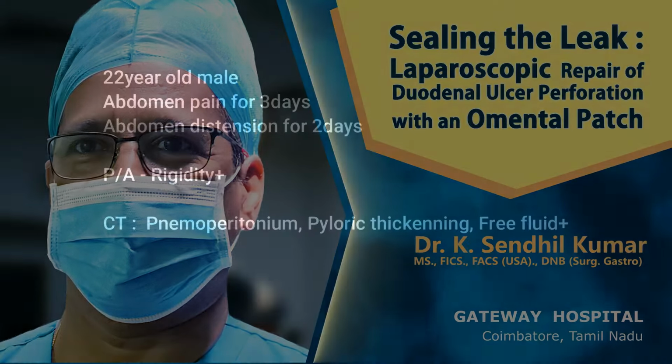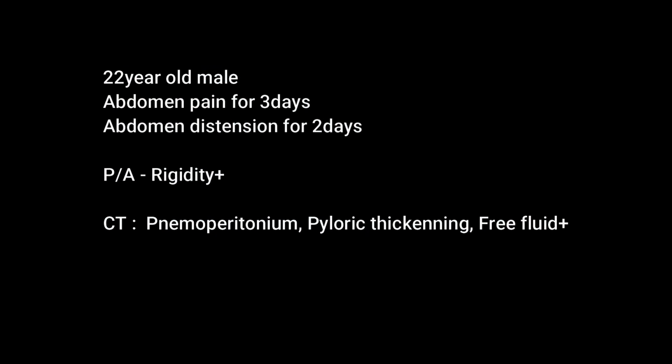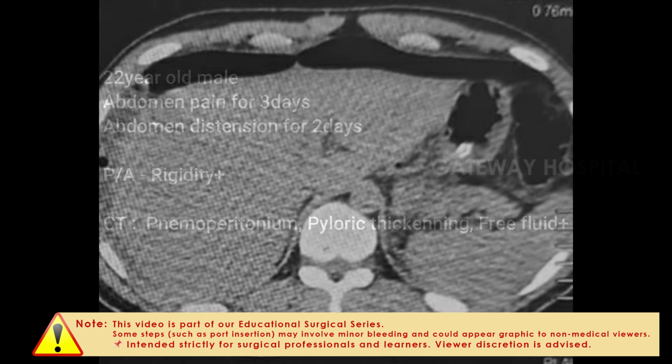This 22-year-old male presented with abdominal pain for 3 days. There was abdominal distension, and abdominal examination showed rigidity and a distended abdomen. CT showed pneumoperitoneum, pyloric thickening, and free fluid. Bowel loops were edematous, and we did laparoscopy in this patient.